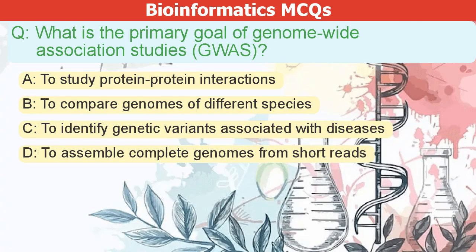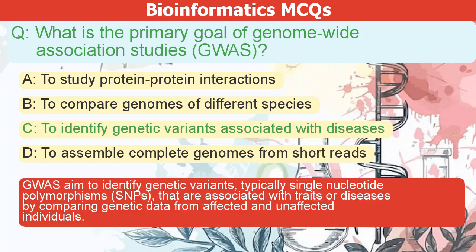What is the primary goal of genome-wide association studies, GWAS? A. To study protein-protein interactions. B. To compare genomes of different species. C. To identify genetic variants associated with diseases. D. To assemble complete genomes from short reads.